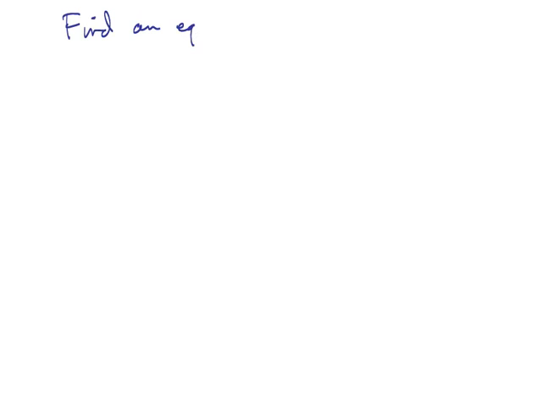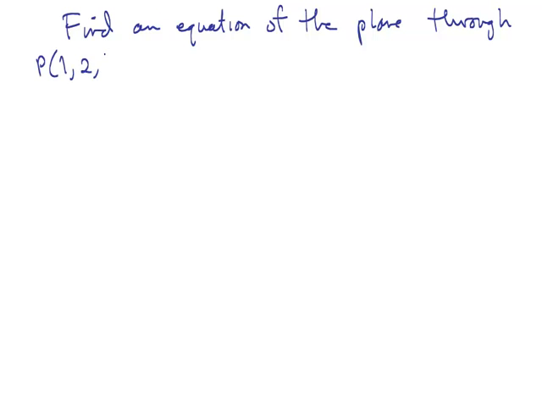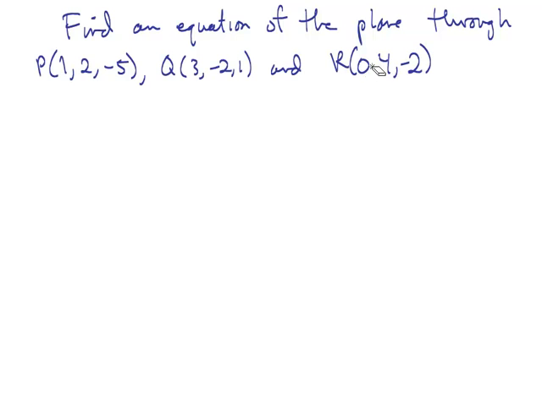So let's suppose I want to find an equation of the plane that goes through 3 points. Remember, we've talked about this before. 3 points in R3 determine a unique plane. Let's suppose our points are P at (1, 2, -5), Q, which is at (3, -2, 1), and R, which is at (0, 4, -2).